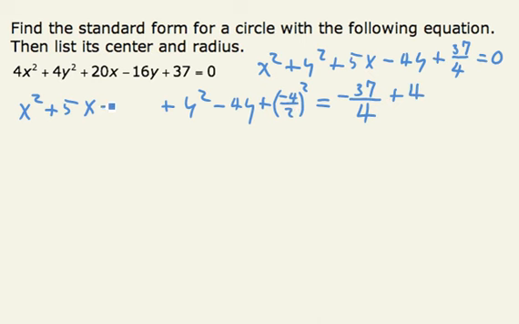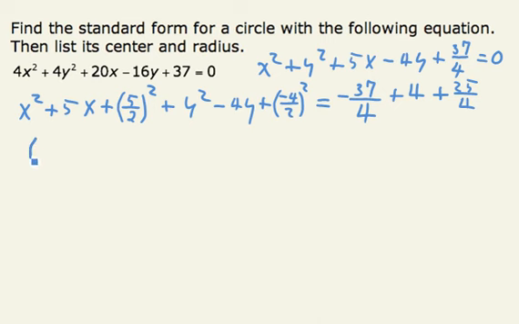Similarly with this piece, I'm going to take the coefficient of x, which is 5. I'm going to divide that by 2 and square it. So generally we're going to take the linear coefficient, divide by 2, and square it. That's what I add to both sides. Well, 5/2 quantity squared is really 25/4. So that's really what I'm adding to both sides of the equation.